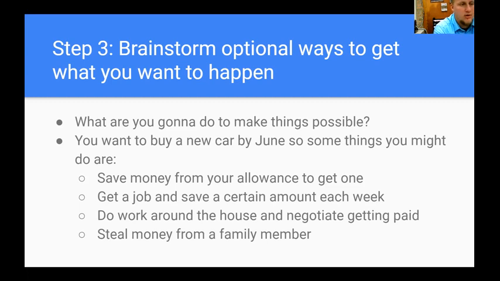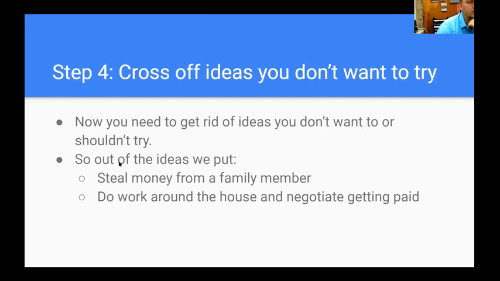So optional ways to get what I want to happen. I said I want to buy a new car by June. So some things I might do are save money from my allowance each week to get one, get a job and save a certain amount each week, do work around the house and negotiate getting paid, or steal money from a family member. So those are four ways that I brainstormed that could be a way that I could get to what I'm trying to do.